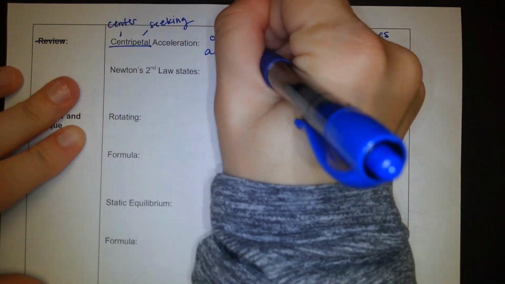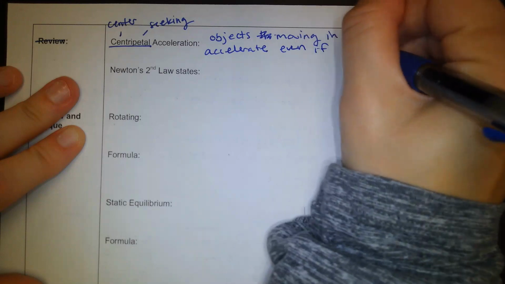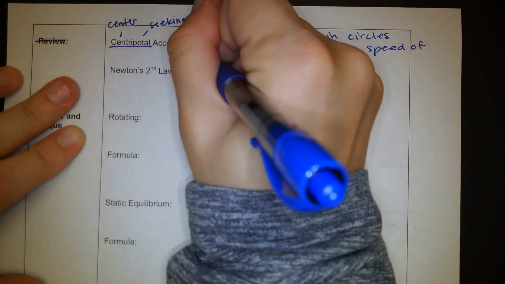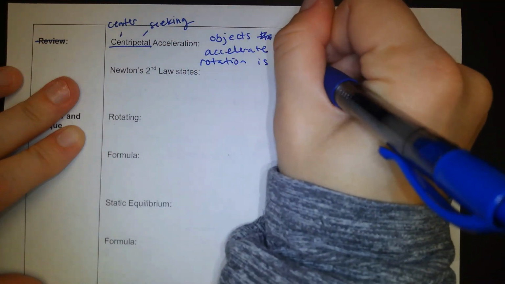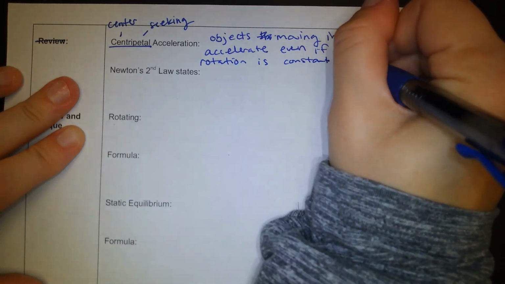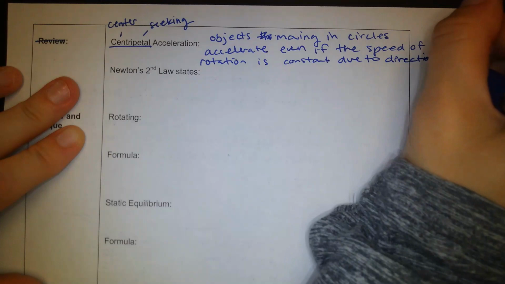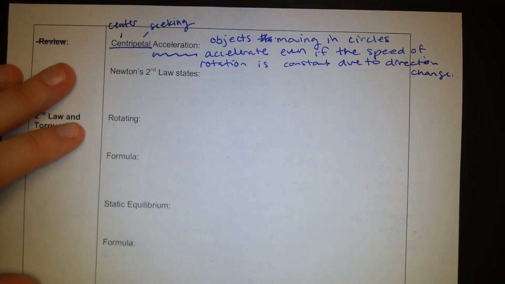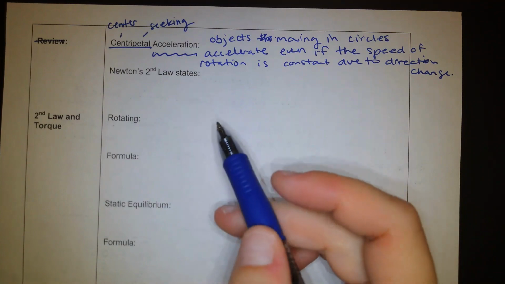Objects moving in circles accelerate, even if the speed of rotation is constant, due to direction change. Same thing we've always said about acceleration: it's speed up, slow down, or change directions. If I'm moving in circles, I'm constantly changing directions, so I have to have an acceleration there.